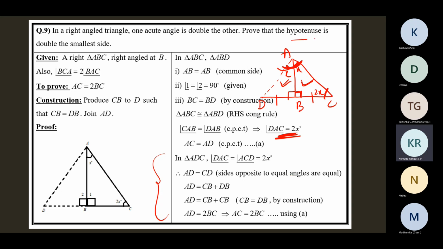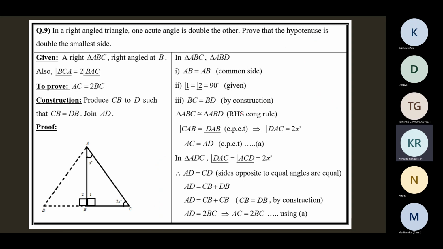Also, we have to prove that the hypotenuse is equal to something, right? So we write another result by CPCT: the hypotenuse AC is equal to the hypotenuse AD. So that's till there we have understood, hopefully all of us. So AC is equal to AD. That's it. Now that you've done till here, the rest of it is easy.